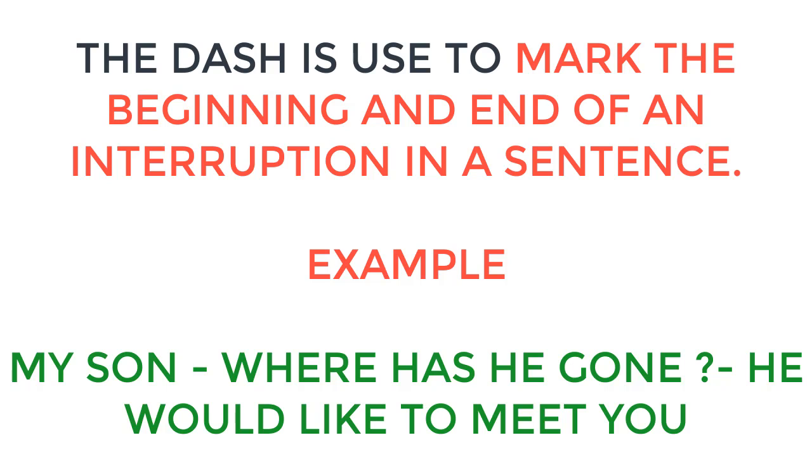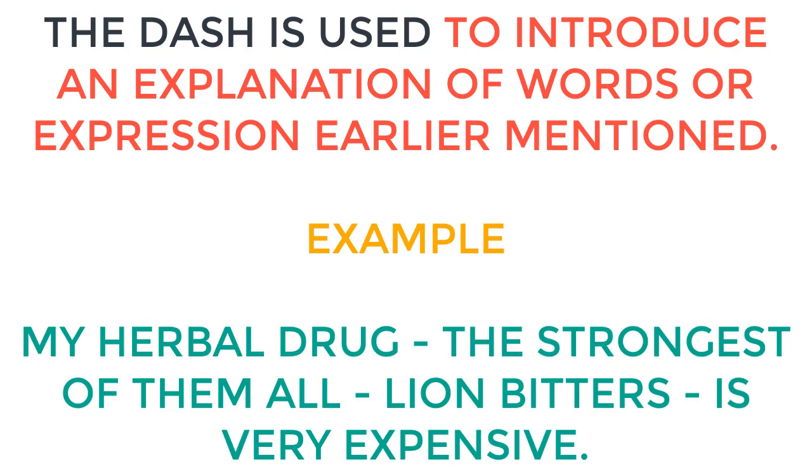Here is an example in this regard. My son, where has he gone? He would like to meet you. Secondly, the dash is used to introduce an explanation of a word or expression earlier mentioned. For example, my herbal drug, the strongest of them all, lion bitters, is very expensive.